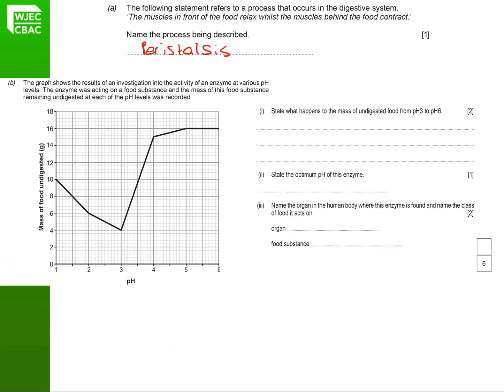And finally, state the optimum pH of this enzyme. So the optimum pH would be pH 3 because that's where we're getting the most digestion. Name the organ in the human body where this enzyme is found and name the class of food it acts upon. So this would be found in the stomach because that is where you would have the acidic conditions. And then the food substance which it would work on would be protein.